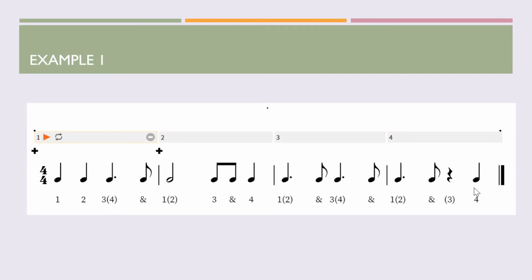And lastly, let's clap after 4 beats of the metronome. Let's go ahead and listen to this as played by the drum.